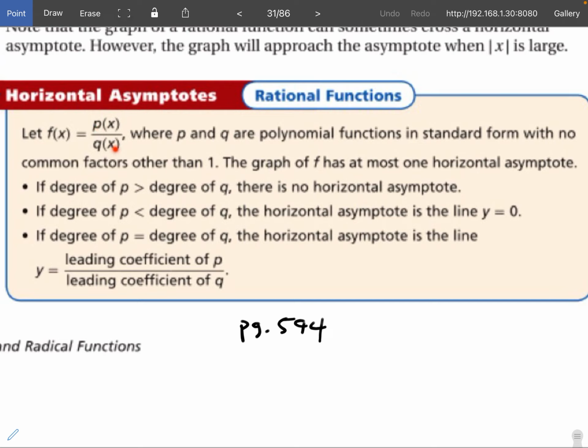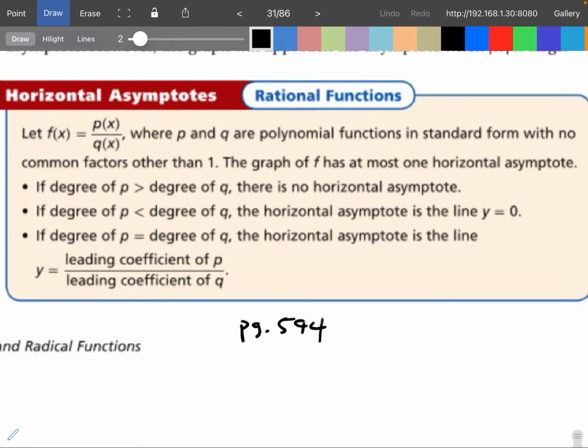And with this p of x over q of x right here, that just means the polynomial in the numerator divided by the polynomial in the denominator. And we're trying to find horizontal asymptotes. A horizontal asymptote is a horizontal line that the graph is going to approach and get closer and closer and closer to, but never touch. So that's what we're trying to deal with in this box. This is about finding the horizontal asymptotes of the graph.